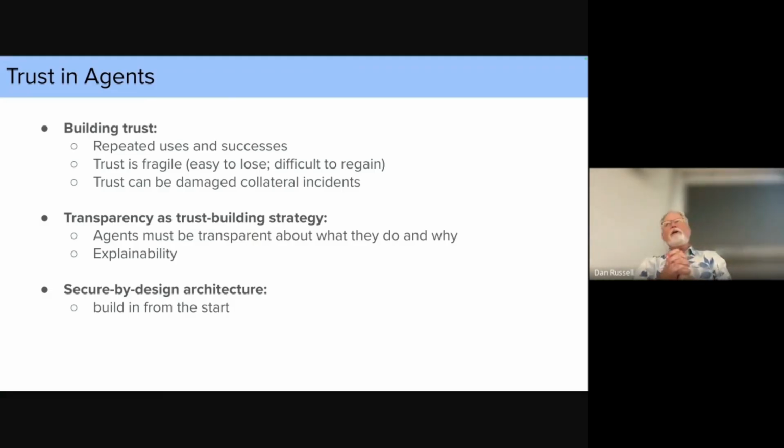I've said this a couple of times already, but you've got to trust your agent. So how do you do that? How do you engender trust? How do you develop trust? Trust is built up with repeated uses and successes over time. It's easy to screw it up, right? This is true of humans. It's true of AI agents as well. It can also be damaged because of collateral incidents.